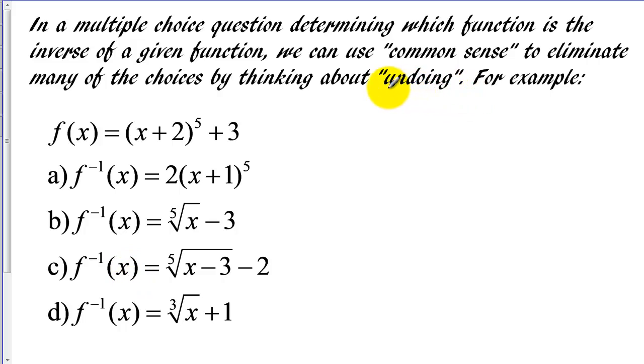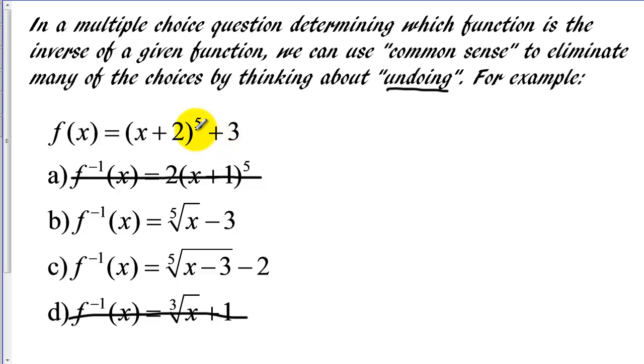But if we think about undoing, undoing addition is going to be subtraction. Undoing an exponent of fifth would be the fifth root. So in the inverse of this function, we're going to expect to see a fifth root of something. So we can cross this example out, and we can cross this example out.